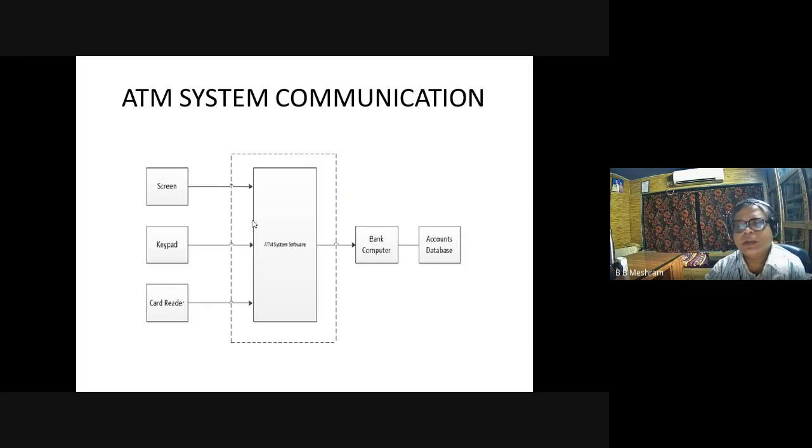Now we will deal with the case study, ATM system communication. So this is a representative block diagram for ATM system communication. Screen, keyboard, and card readers are there. ATM system software is loaded into the machine. This machine is attached to the bank computer, which will validate your ATM card. And then after validation, you may deal with your account database.